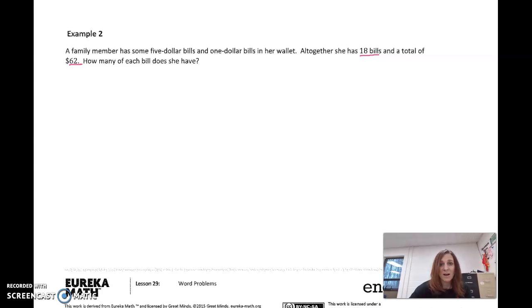So maybe we say our $5 bills, and maybe try to spell it correctly. I'm going to say that's F. And I'm going to say my $1 bills. Okay, you don't have to use X and Y. It's totally more helpful to use X and Y with graphing, but you don't have to.